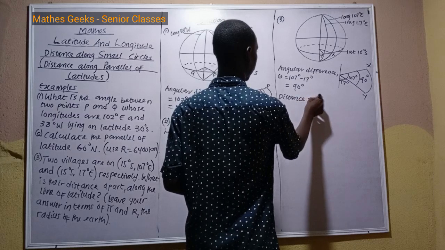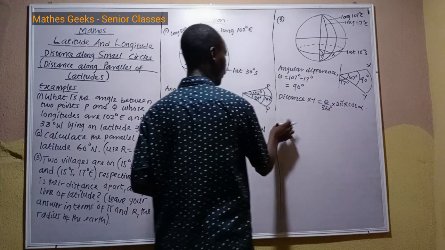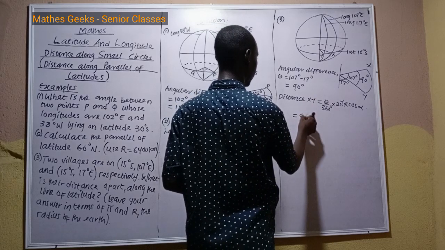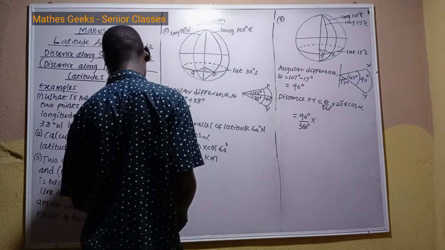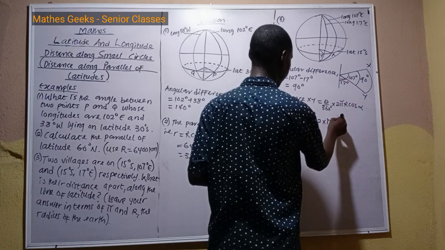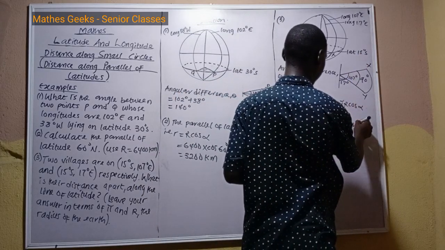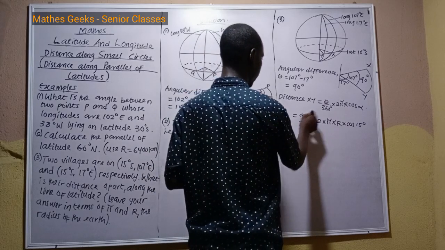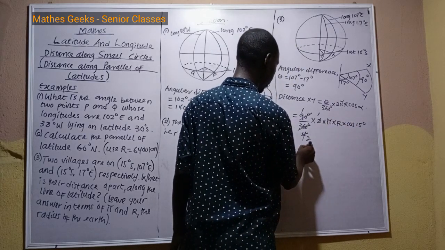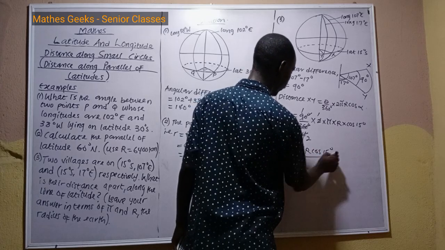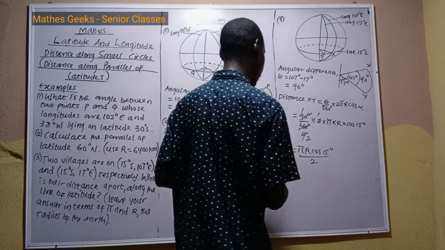Since the distance is measured along the line of latitude, distance XY is equal to theta over 360 degrees times 2 pi r cos alpha. Theta is 90 degrees over 360 degrees. We're not given values for pi and r, we're told to express our answers in terms of pi and r, times 2 times pi times r times cos 15 degrees latitude. 90 over 360 gives 1 over 4, and 2 over 4 gives 1 over 2. We're not going to get the value of cos 15. So what we have left is pi r cos 15 degrees over 2. That's the final answer.